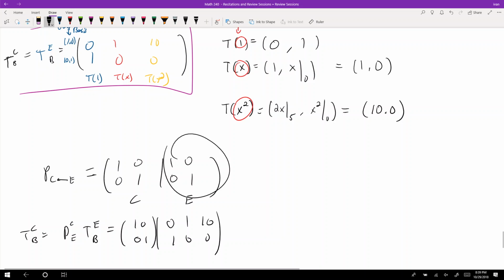If it didn't give us a C, you just assume it's standard. If you don't see anything, you just assume standard. Even for a polynomial, it's just 1, x. Exactly, always. If it doesn't say anything, just assume the standard basis. What about for a matrix? You just unravel it.